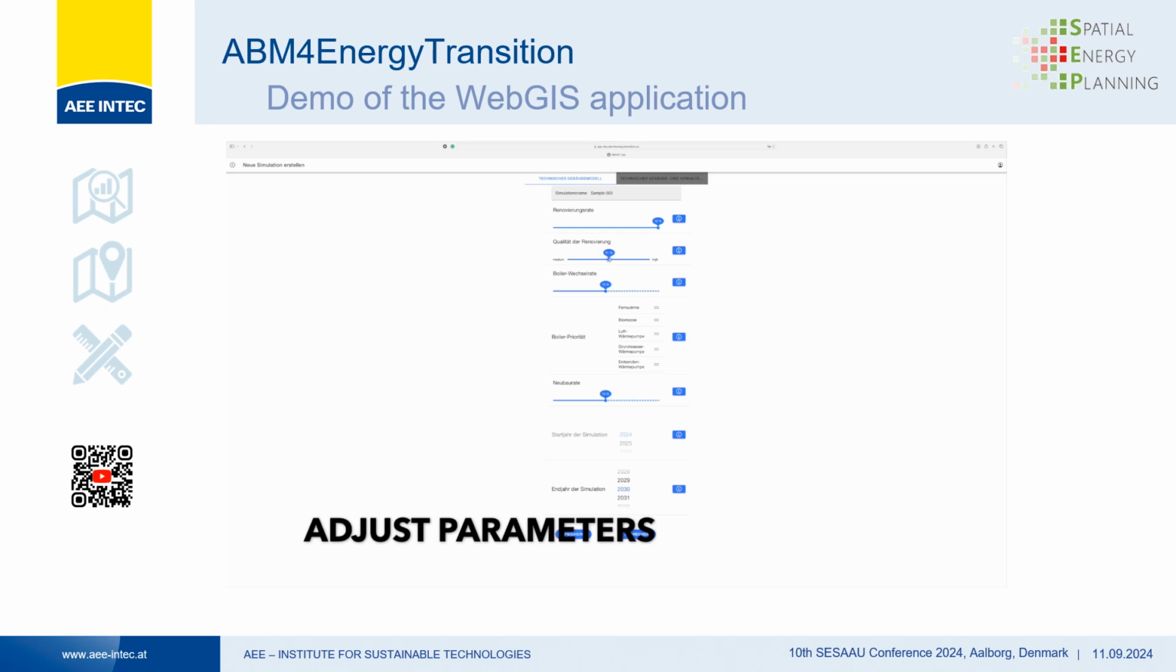These include building renovation rates, quality of building renovations, boiler replacement rates, a ranking of preferred heating technologies such as heat pumps, district heating, or biomass boilers, construction rates for newly built buildings, as well as start and end year for the experiment.